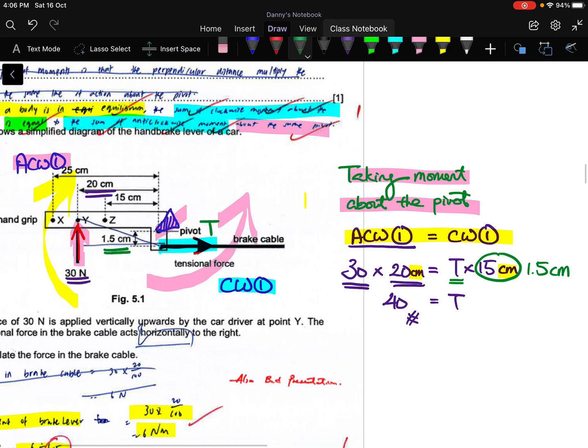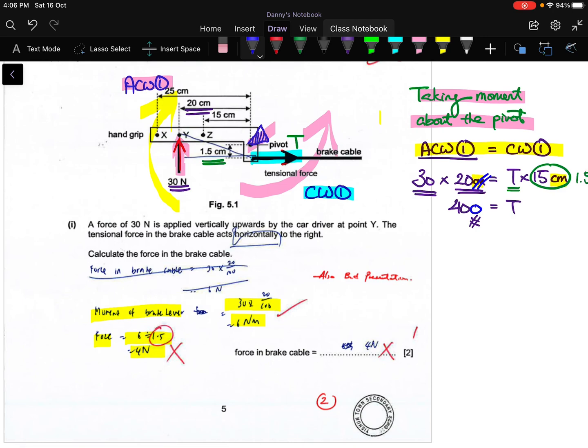So now that I have one unknown, by the way, I'm also trying to show you why I didn't convert the cm into meter, because eventually the equation will cancel the effect of cm and meter. So if you do this correctly, you will actually find that the tensional force is actually 400 Newton.